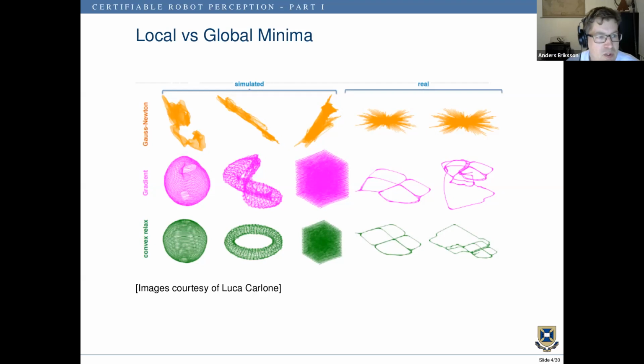Here you can see some examples of what the difference between local and global solutions might look like. This is the task of pose-graph-based SLAM in 3D. Each row shows a different local optimum, and each column here is a different problem. The first three columns are simulated settings, and the two rightmost ones are from real applications. The true one is the one at the bottom. So as you can see, they differ quite drastically.